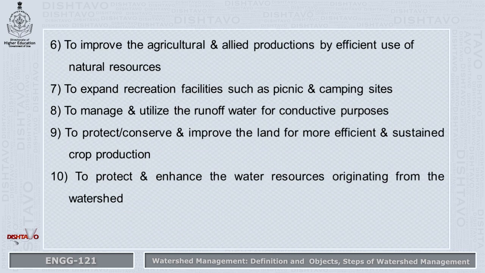Sixth, to improve the agricultural and allied production by efficient use of natural resources. To expand recreation facilities such as picnic and camping sites, and we can preserve the biodiversity of that area by constructing this watershed as well. To manage and utilize the runoff water for productive purposes. Next, to protect or conserve and improve the land for more efficient and sustained crop production. Last one, to protect and enhance the water resources originating from the watershed. So these are the objectives.